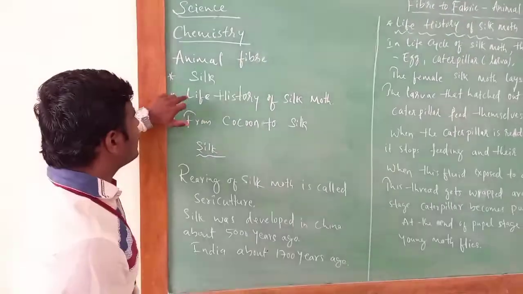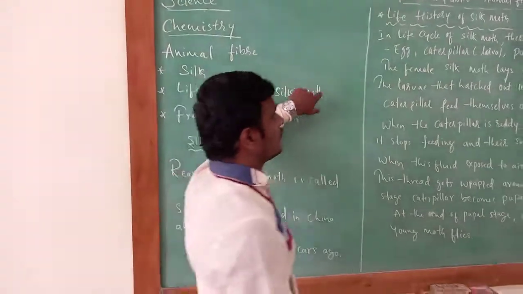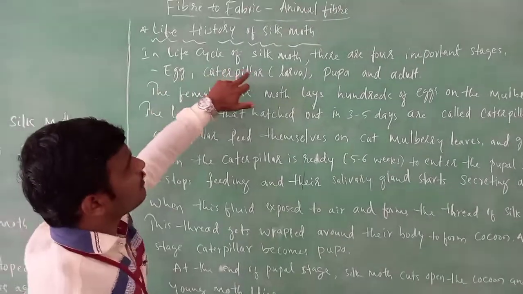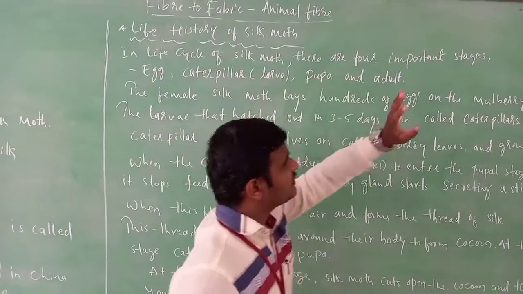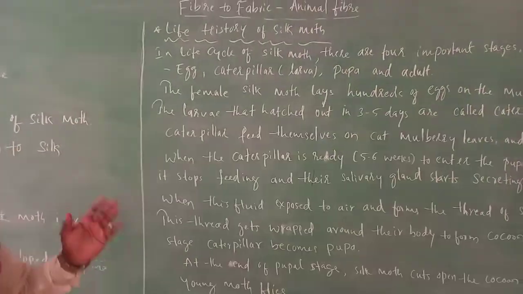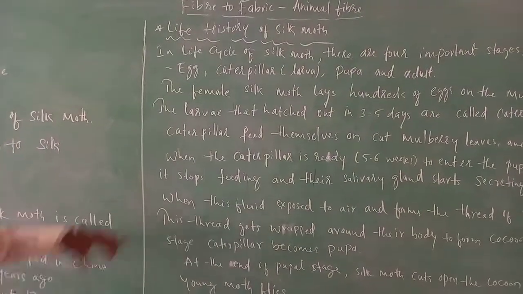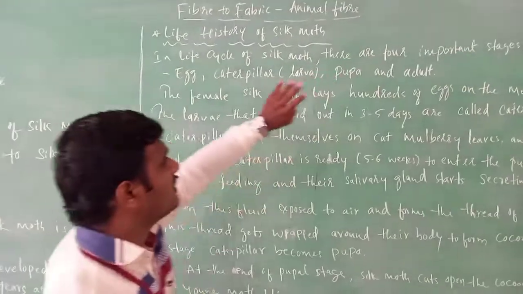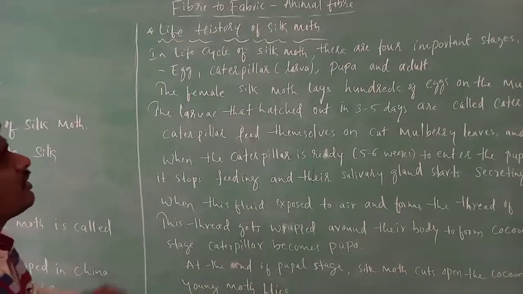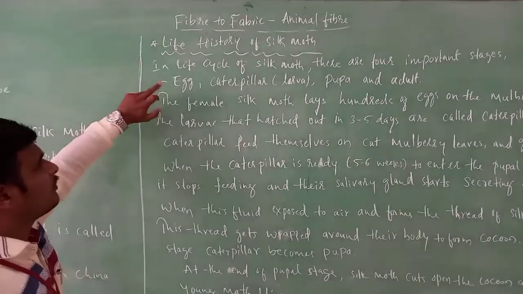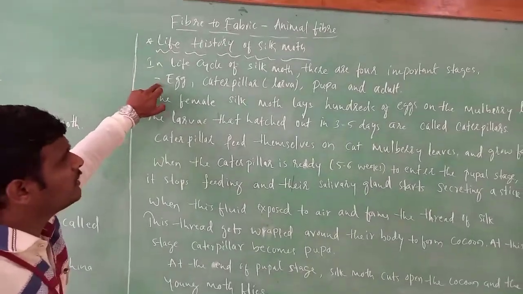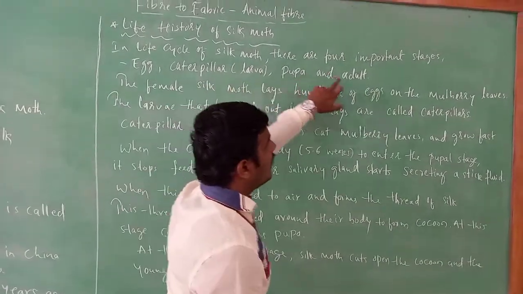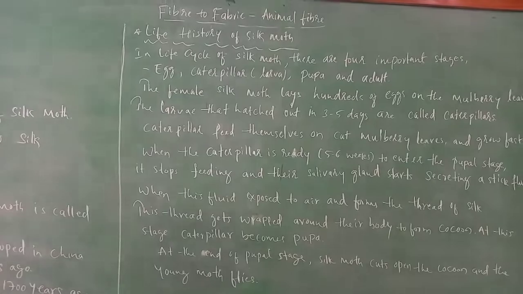So next, the life history of silk moth. In the life cycle of the silk moth there are four important stages: egg, caterpillar, that is larva, pupa and adult. These are the four important stages of the silk moth. Which are the important stages? Egg, caterpillar, which we call larva, pupa and adult.